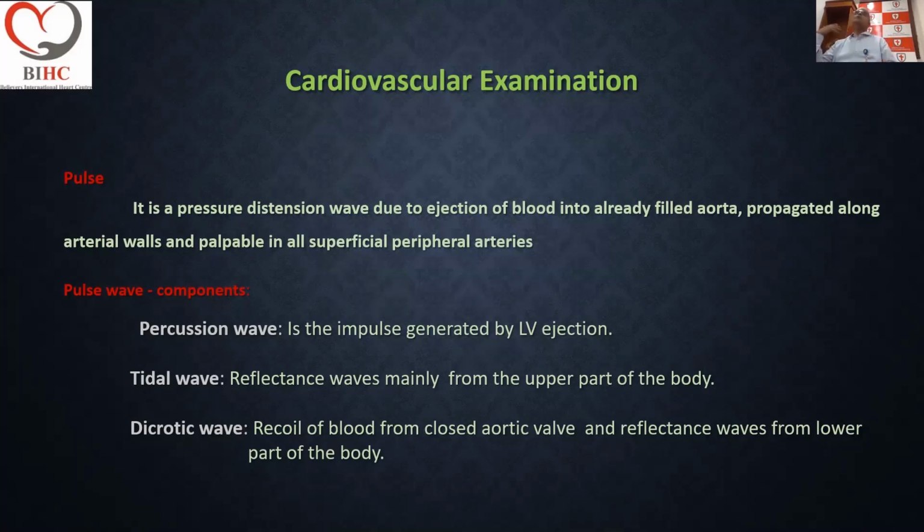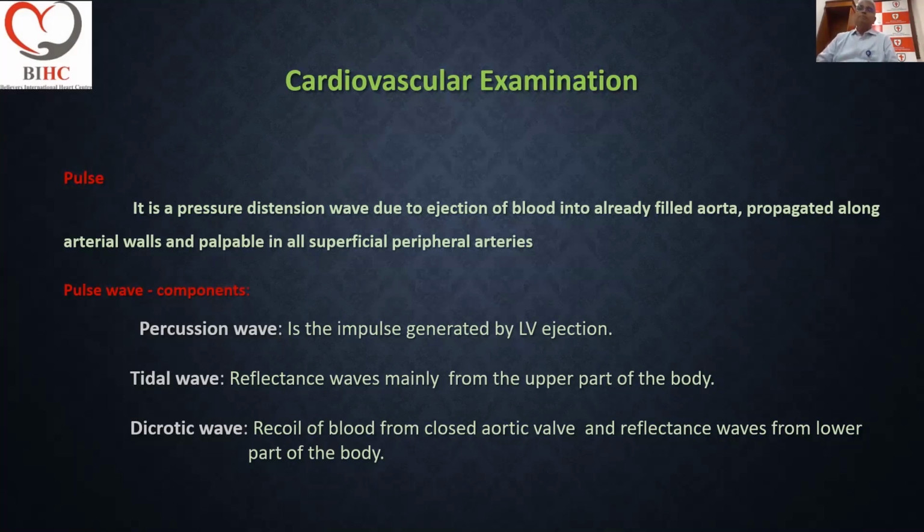So coming to examination of the pulse, some of it may be didactic, but looking at the pulse still continues to be an important way of recognizing anomalies in congenital heart disease. You know that the pulse is a pressure distension wave due to ejection of blood into an already filled aorta. It is propagated along the arterial walls, and it is palpable in all superficial peripheral arteries. So much for the definition of a pulse.